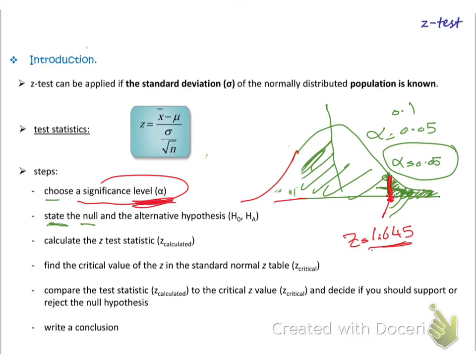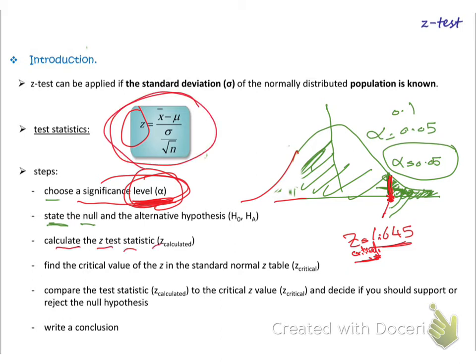Once I set the significance level, I can go to the z tables, the standard distribution table, and get the z from the graph, which is called z critical. So I use alpha to get the z critical. Then I have another z, which will be calculated. So the third step is to calculate the z test statistic. From this formula, I have to calculate the z.